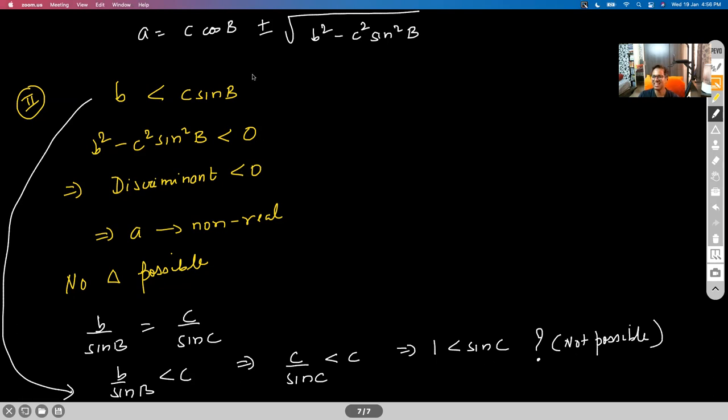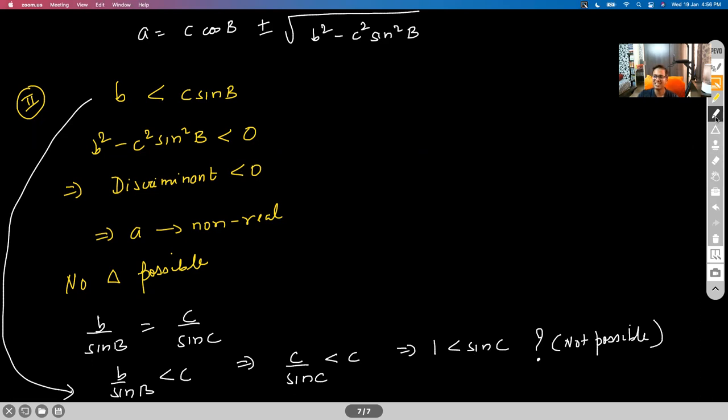So this is basically coming from our sine law as well, but I'm getting the same from that quadratic expression also. I'm not saying that the quadratic is a must-have to solve for that particular triangle. You can make your judgments, you can take your calls based on the other laws that you have learned so far. So what is the conclusion here? That if b happens to be less than c sine B, immediately, don't waste even a quarter of a second and mark the fact that there is no triangle possible. Because of course, the discriminant is negative, A will be non-real. And the second thing is that you will not get a C which satisfies this condition.